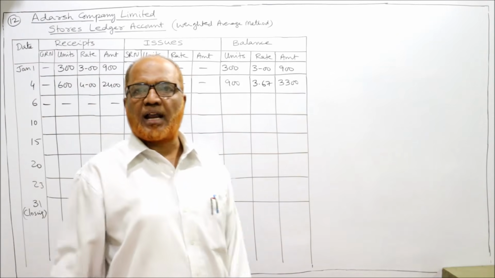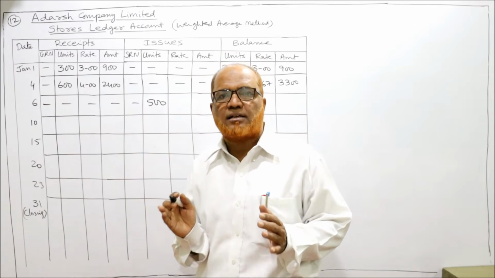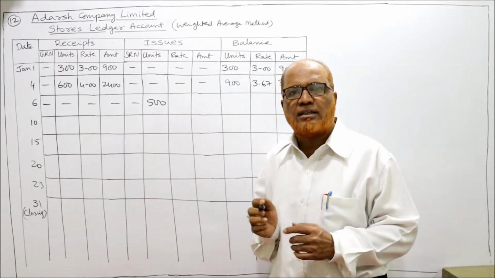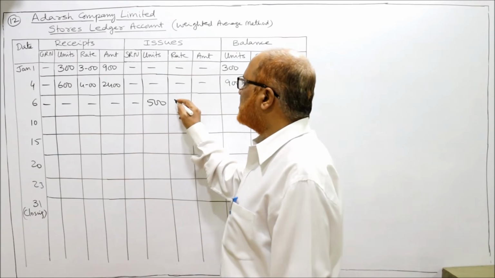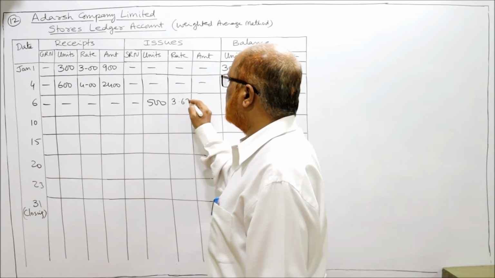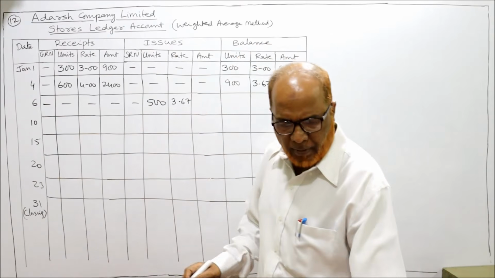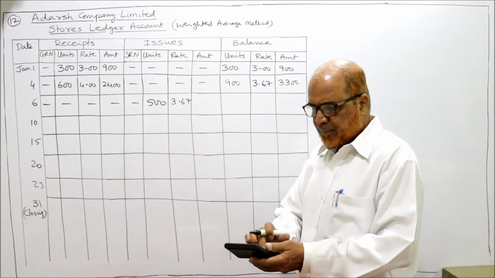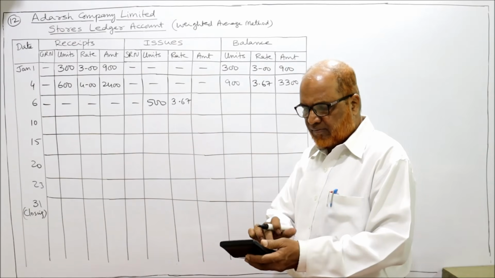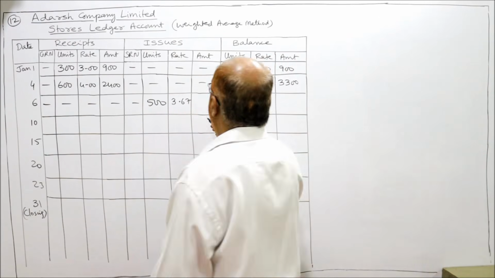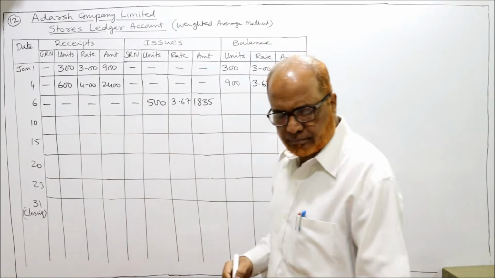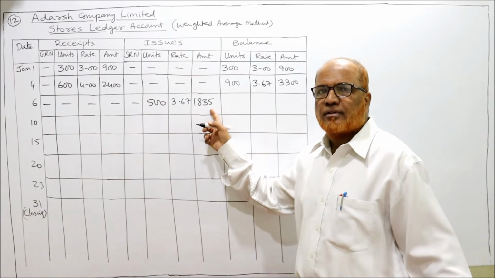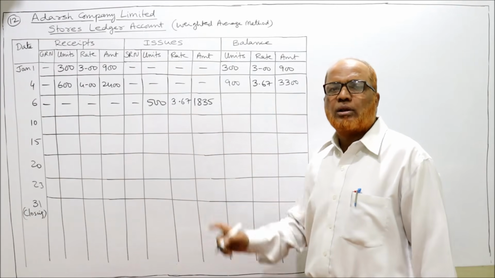Now the question will arise, at what price should this issue be made? At the weighted average price. What is the weighted average price here? 3.67. So I am writing 3.67. Now multiply 500 into 3.67. It comes to 1835.